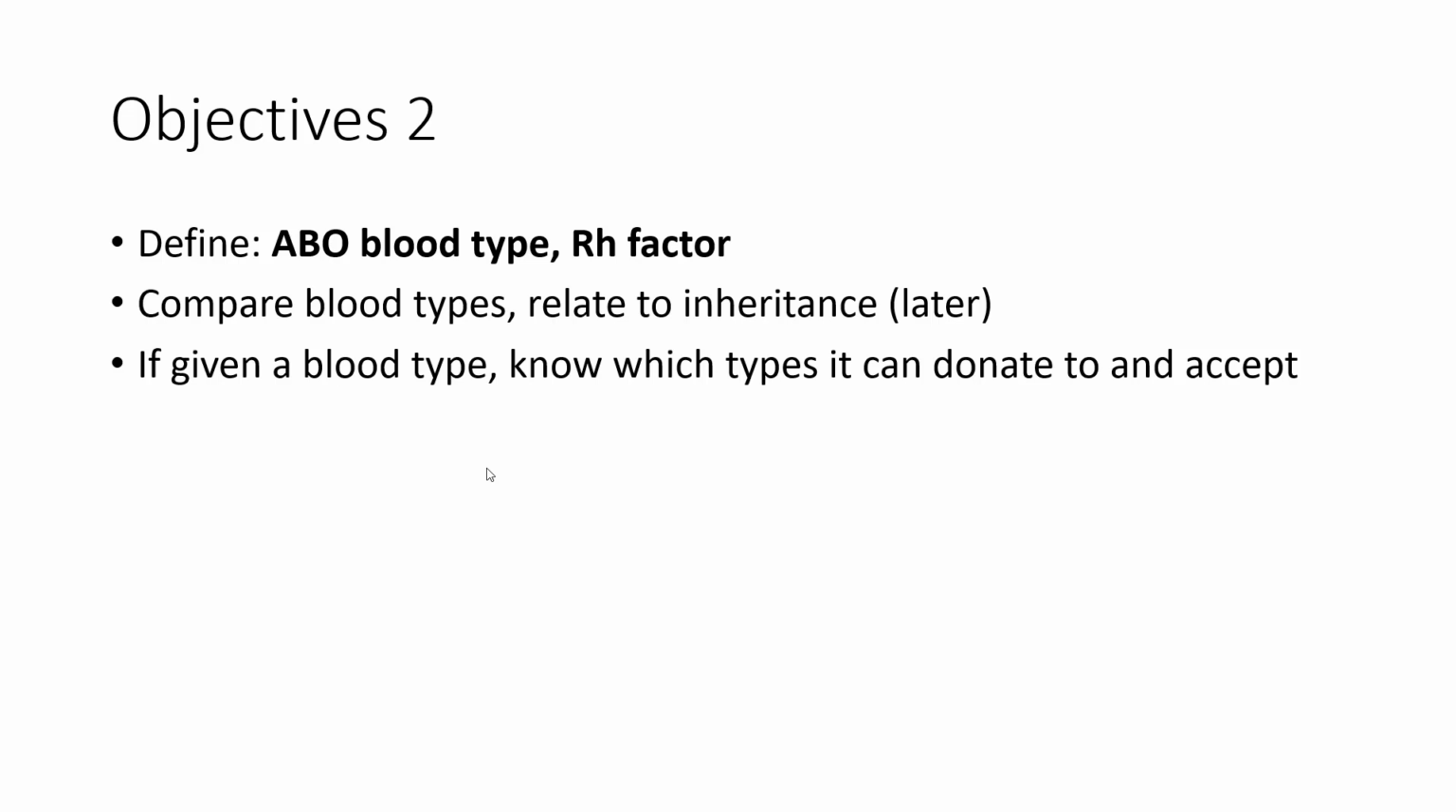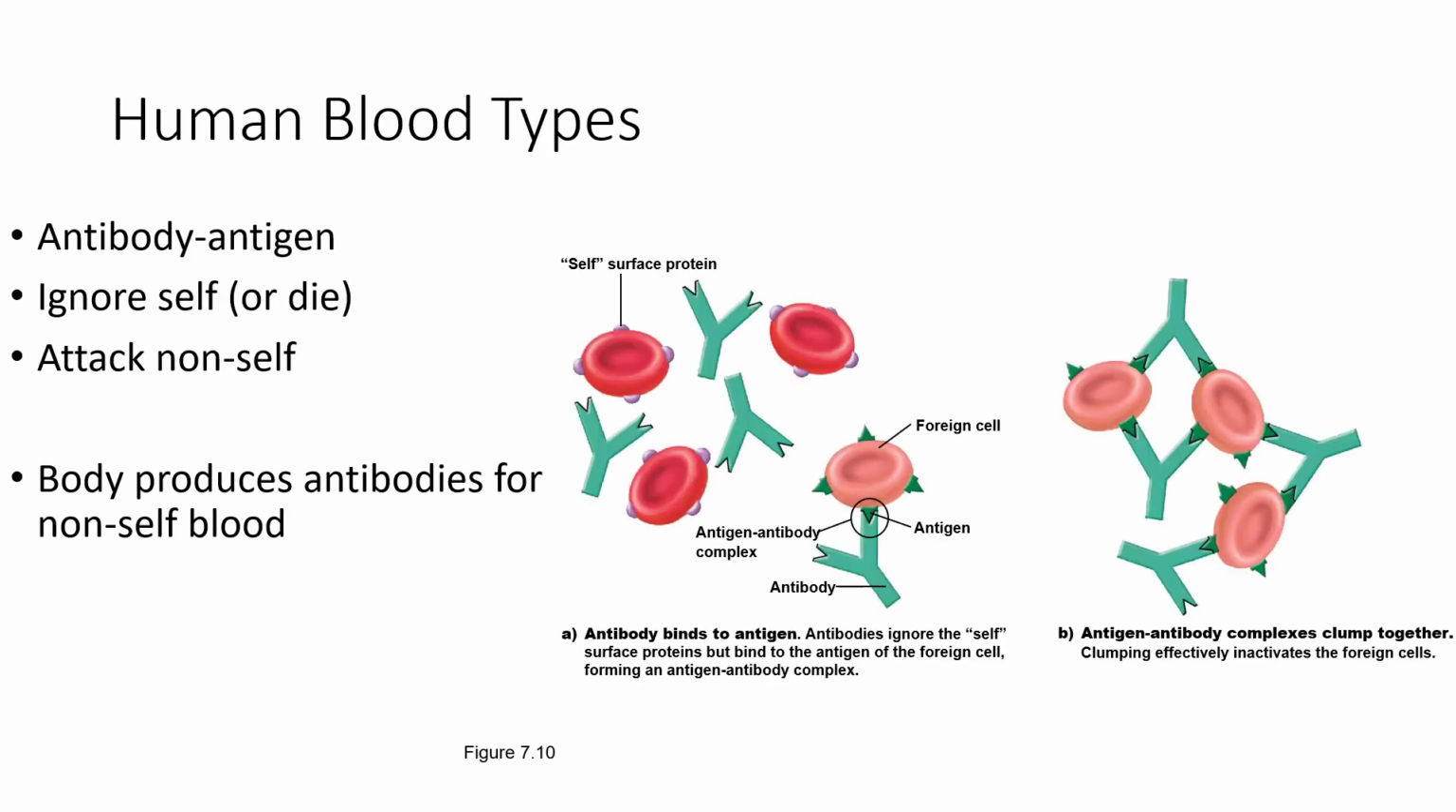If you are given a blood type, say AB negative, know what types it can donate to and what types it can accept. So humans have different blood types, and this is an antibody-antigen interaction. So basically, these are parts of the body that can recognize the self or recognize non-self.